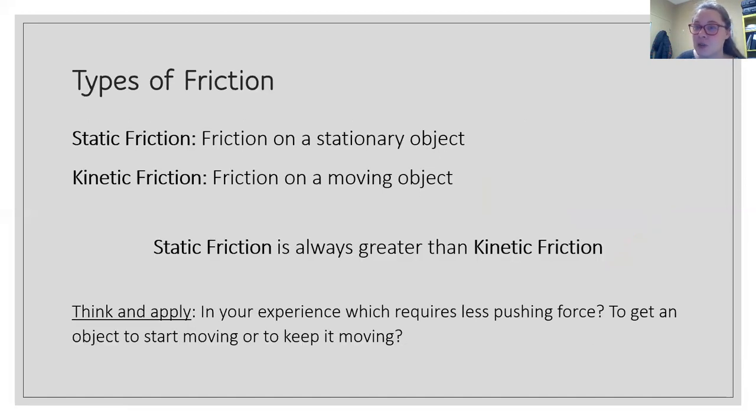Now, I want you to think about friction for a second. There's two types of friction. We're not going to really focus on the types of friction so much other than just their qualitative properties, but I would expect you to know static or kinetic, those terms. So static friction is the friction of a stationary object.